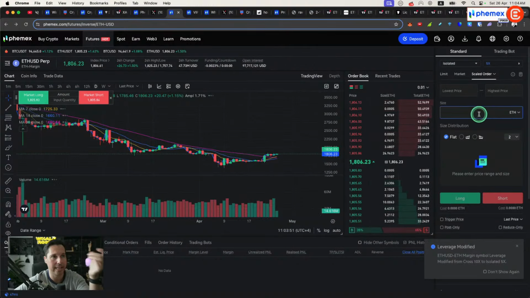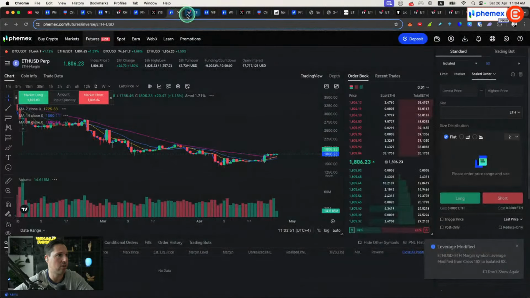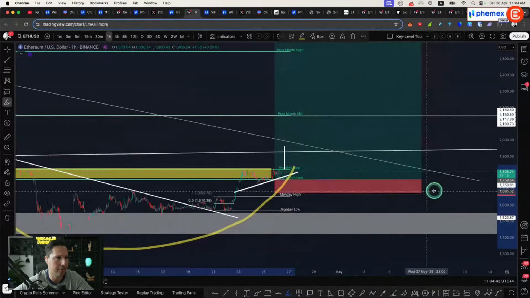Okay, so we got that. The ETH is already deposited. You've got the lowest price and the highest price that it says over there. This is where you're going to determine how to scale into the trade. So if price does come down a little bit, this is how you reduce your risk.